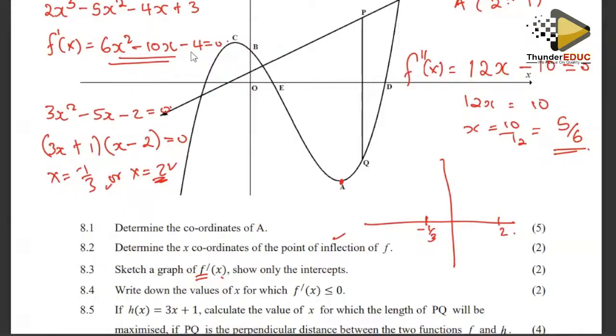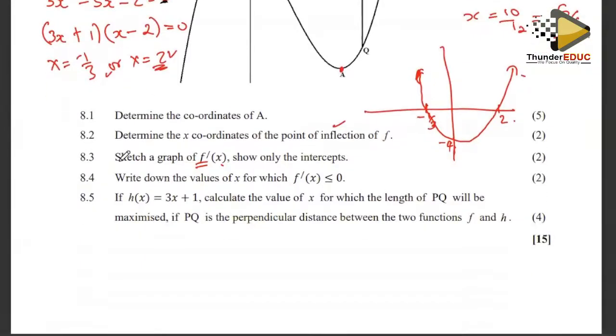And then all we need is the y-intercept, which is a negative 4. And then you'll have something like that. Okay, so for as long as it's a parabola that is smiling, get your 2 marks. Then write down the values of x for which the first derivative is less than 0, below 0. So we're going to use this. Negative a third is less or equal to x is less or equal to a positive 2.